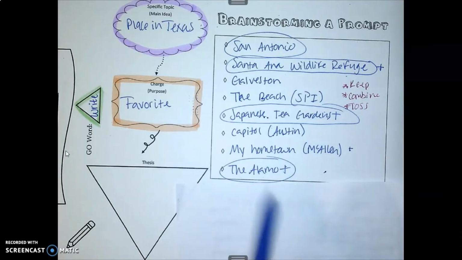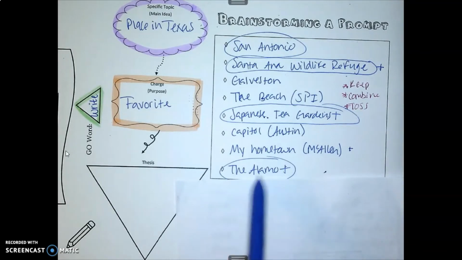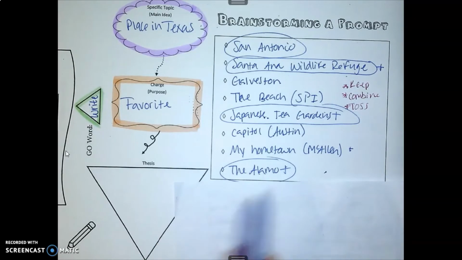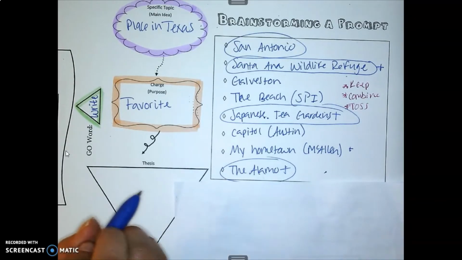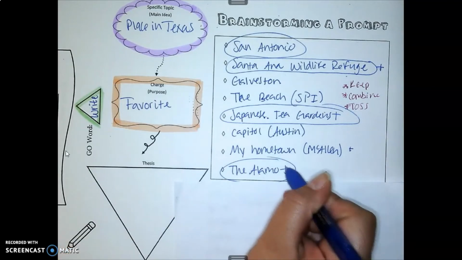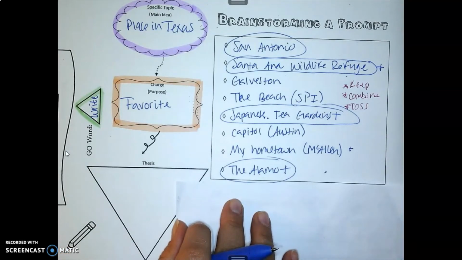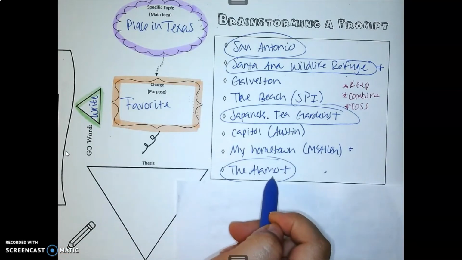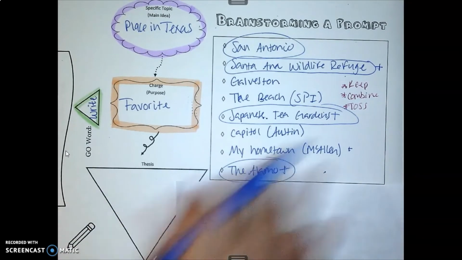And last but not least, I mentioned the Alamo. So this could be a place in Texas that I might talk about because there's history. It's a tourist place. There's a nice gift shop. This is a very famous place in Texas where a battle was fought. So there's lots of things that I could write about that. So this is just me brainstorming.